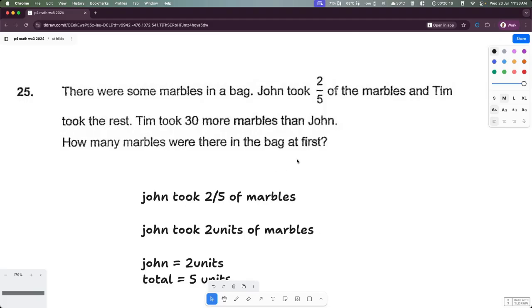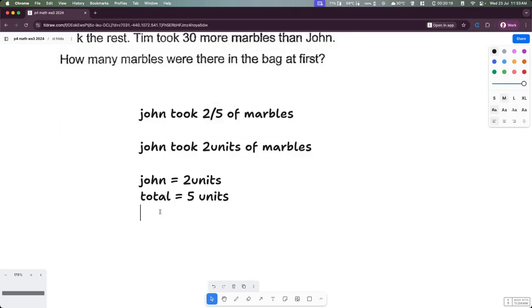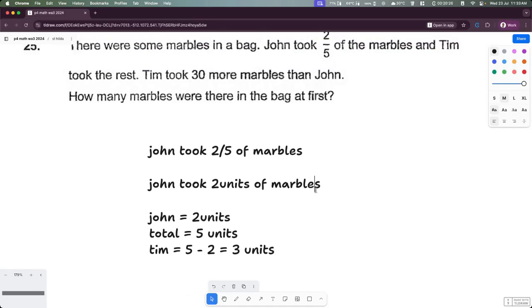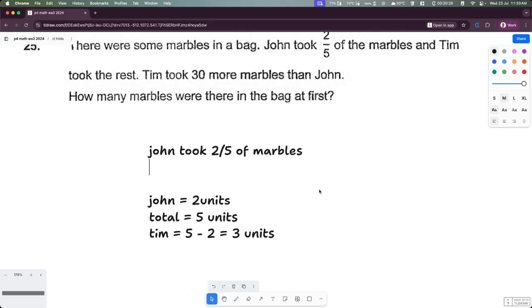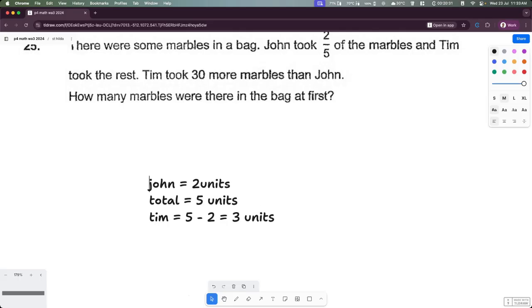Then Tim took the rest. So Tim, in this case, is equal to 5 minus 2 equal to 3 units. Okay, so I will also share how this looks like in terms of model. Okay, so let me just remove all of this.